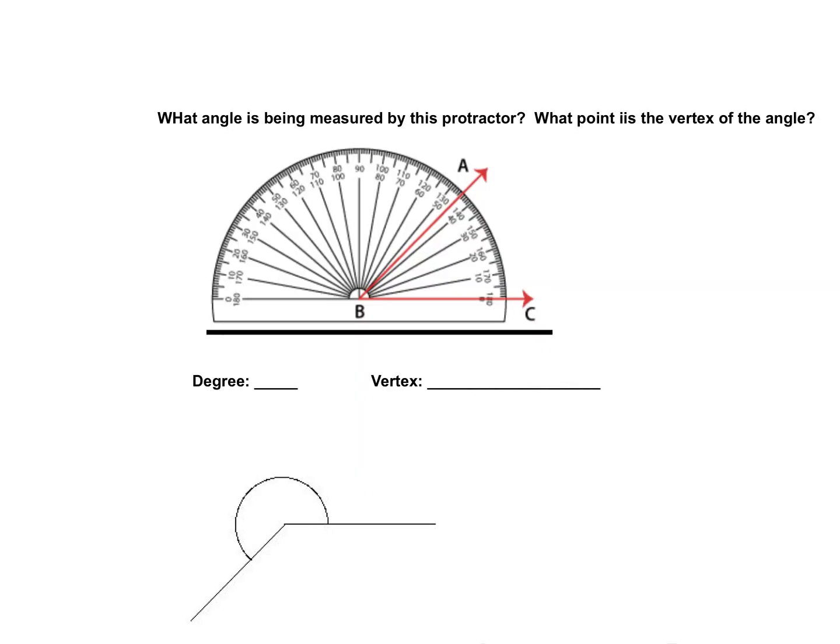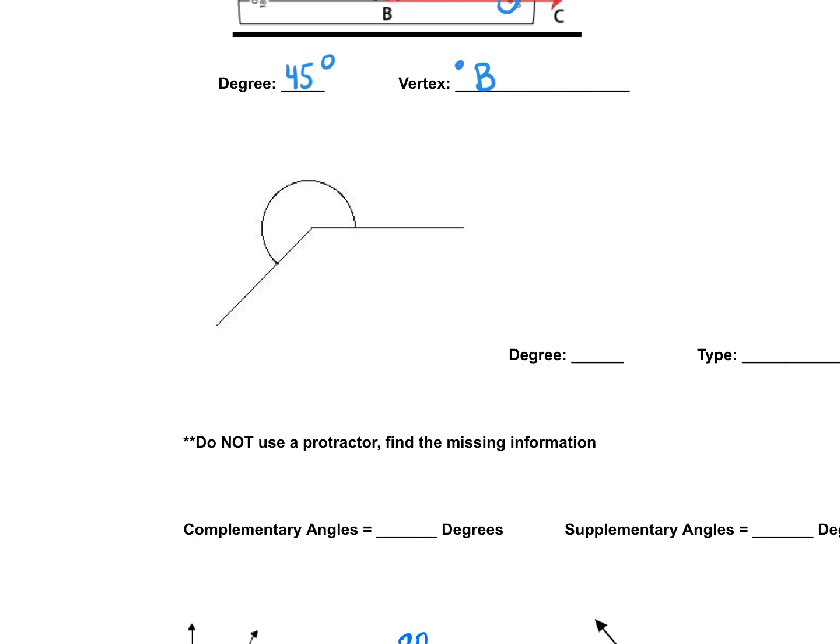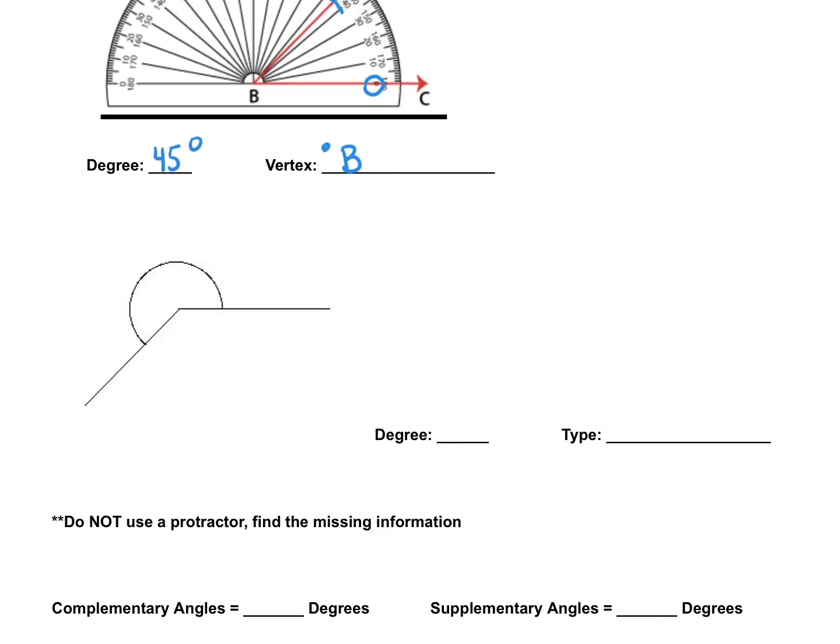If we're taking a look at this protractor here to figure out the angle, remember here, since it opened to the right, I'm going to use the inside measurements. And it's halfway between 40 and 50, so I could say it's 45 degrees. And the vertex, what point is there? That is point B.